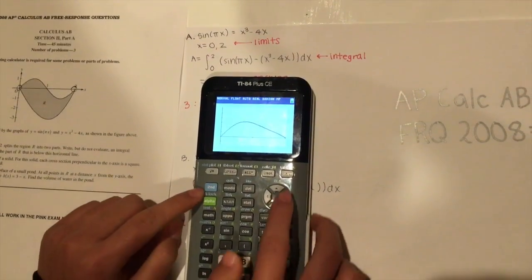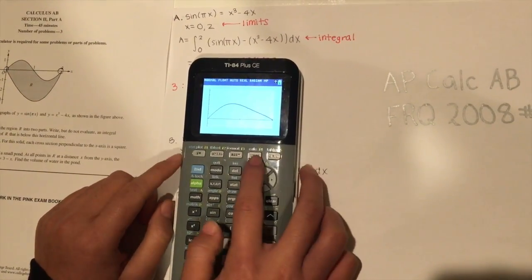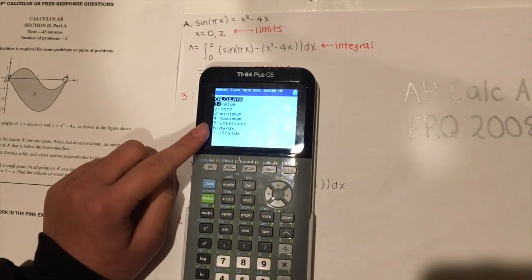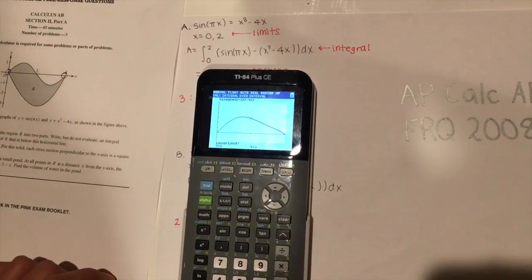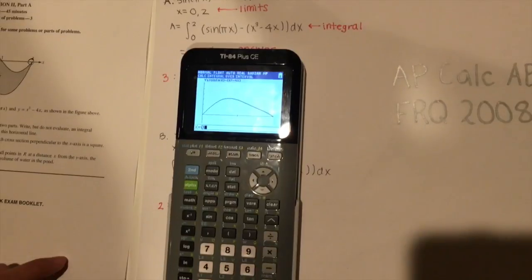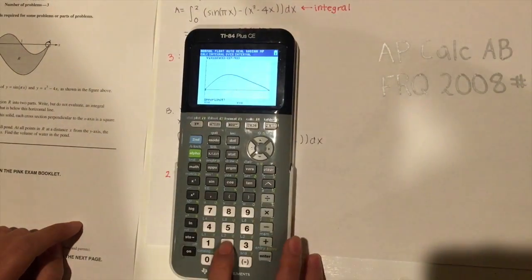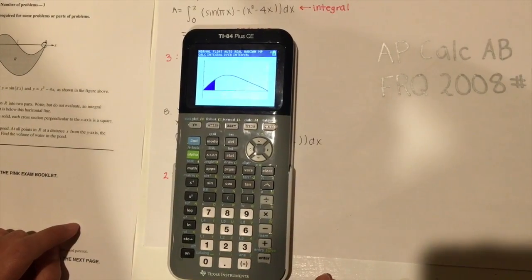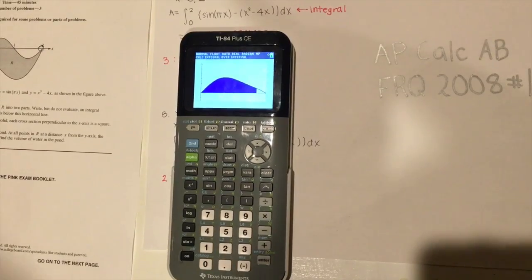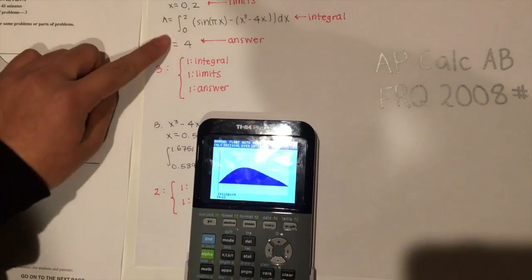First you go to calc. In order to go to calc, you press the second key in order to get the blue, and then you press trace. And then here you can see the integral sign. So you press 7. Since you're going from 0 to 2, your lower limit will be 0. And then you press enter, and then your upper limit, which is 2. Now it covers the region and will tell you the area. It says the area is 4, and so your answer is 4.